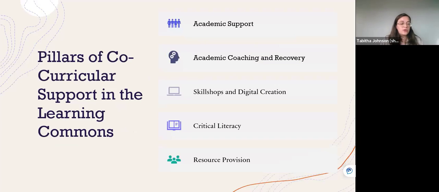So we just wanted to show you that each of these pillars represents service and philosophy that make up the heart of what we do here in the Learning Commons, and each one contributes to that foundation of co-curricular learning that we hope to provide to our students.